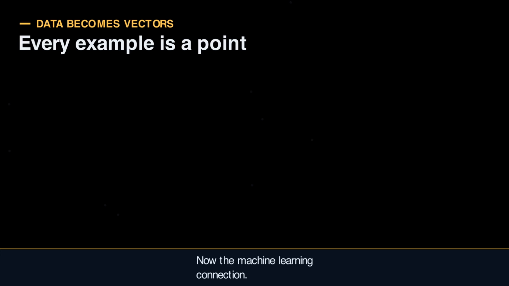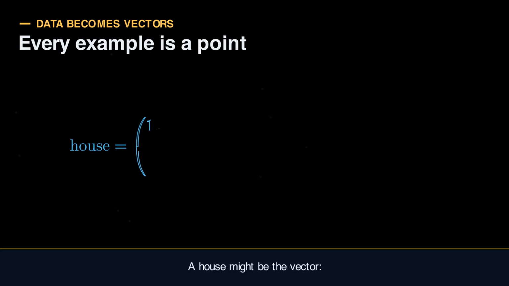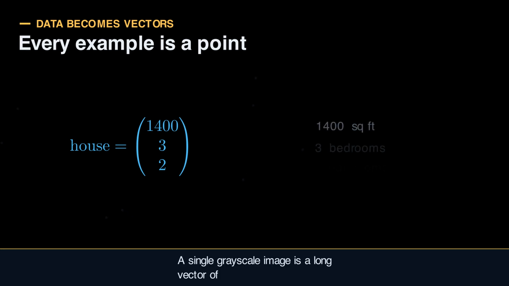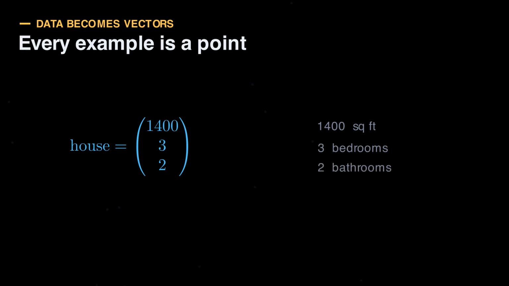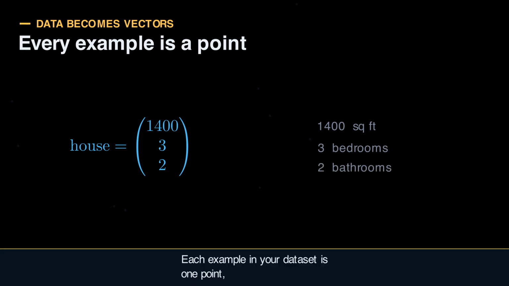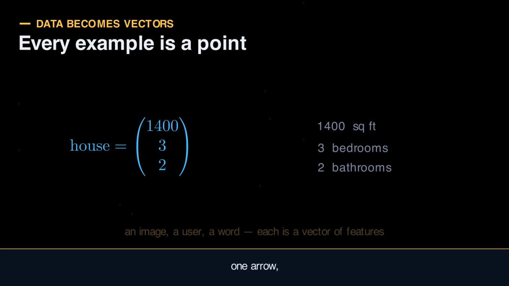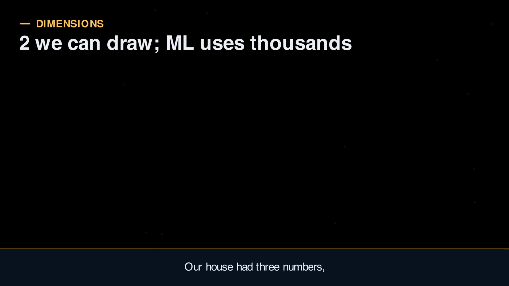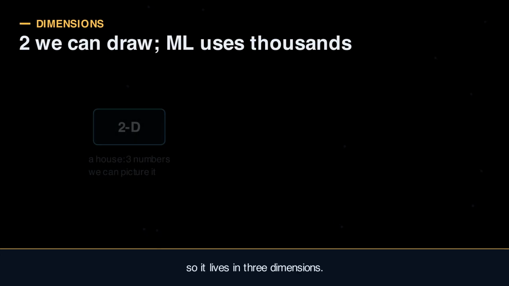Now the machine learning connection. Data becomes vectors. A house might be the vector (1,400 square feet, 3 bedrooms, 2 bathrooms). A single grayscale image is a long vector of pixel brightnesses. Each example in your dataset is one point, one arrow, living in a space of features. Our house had 3 numbers, so it lives in 3 dimensions.